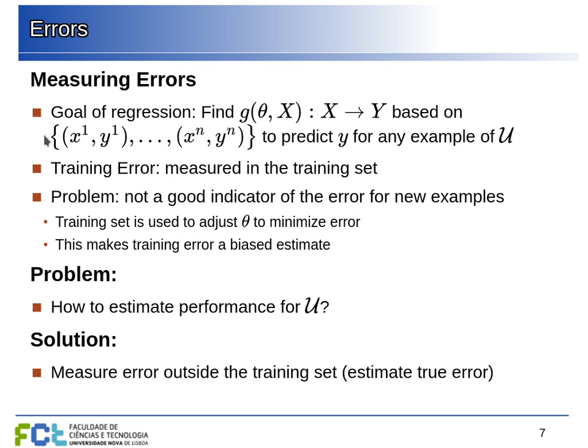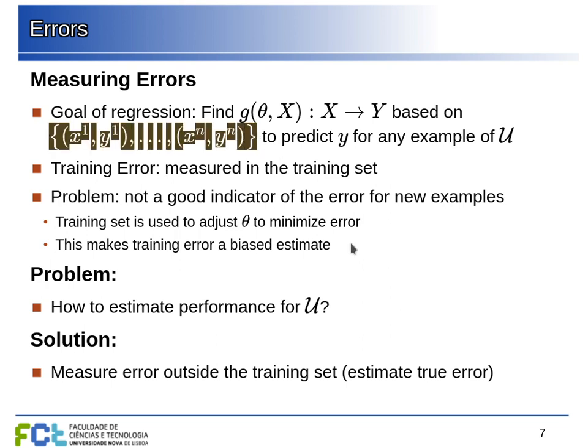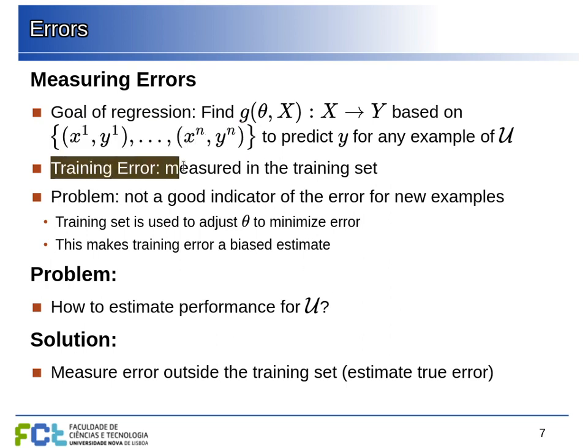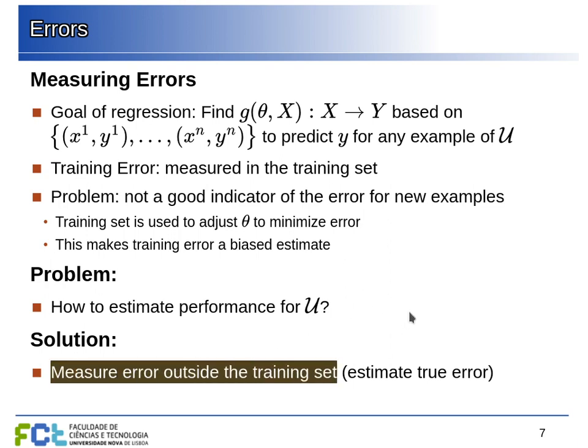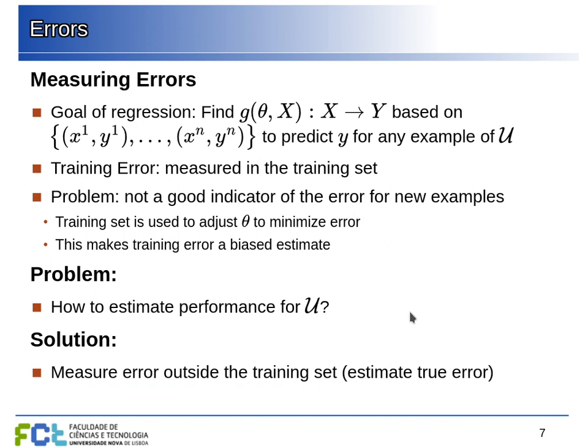If we use these points for training, then our estimate of the error, which would be the training error, will be completely biased and not give us a realistic estimate of the error for the whole universe. So the solution is to measure the error outside the training set, because the training error measured in the training set is very biased. But if we measure the error on some points that we are not using for training, then we have a good estimate of the true error. We are estimating how the hypothesis will perform outside the training set.